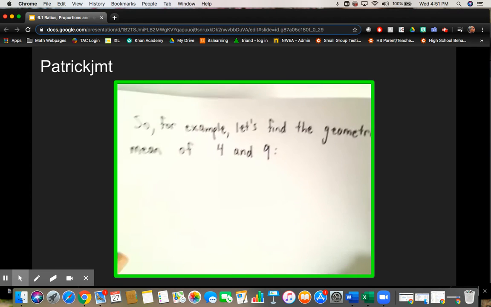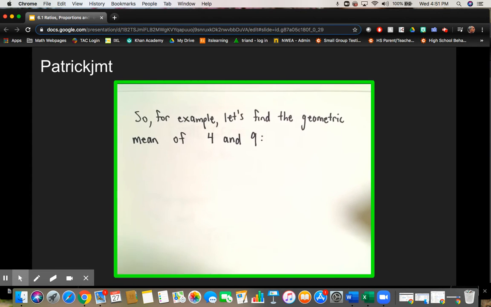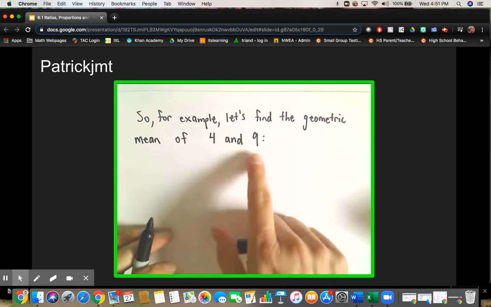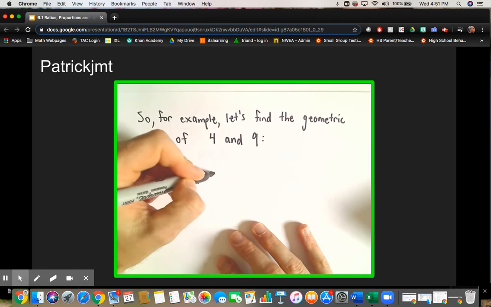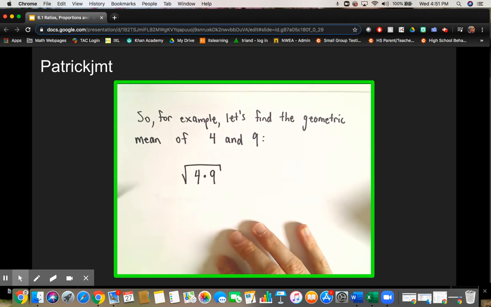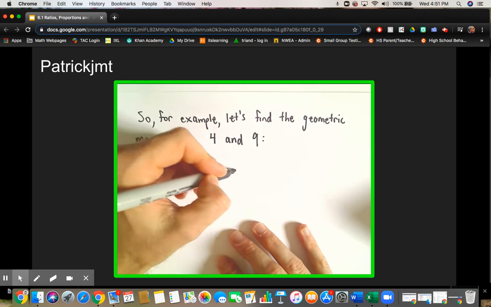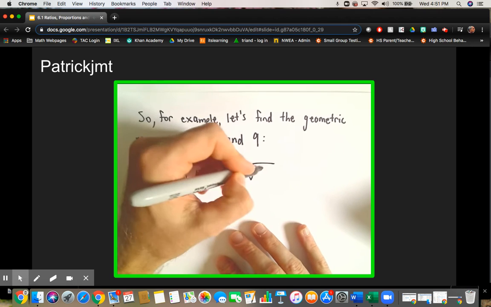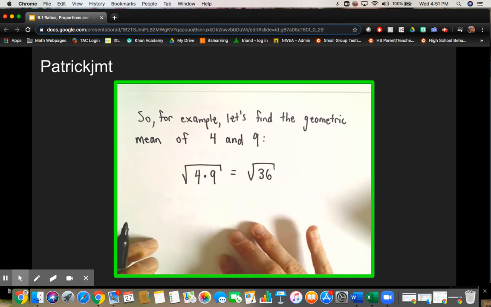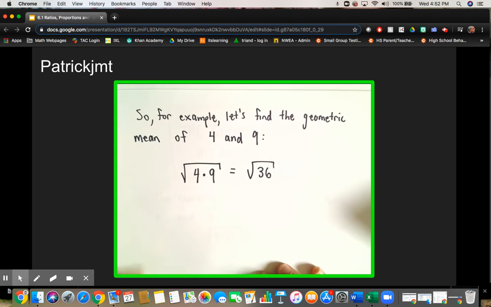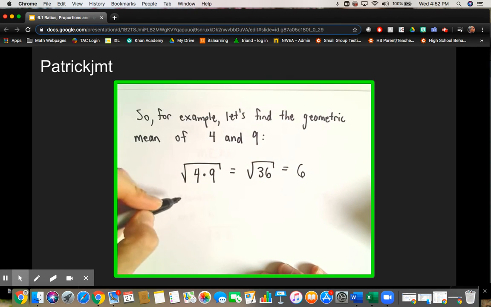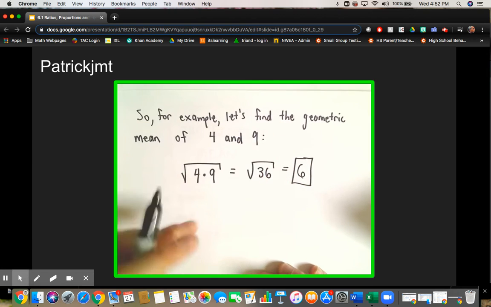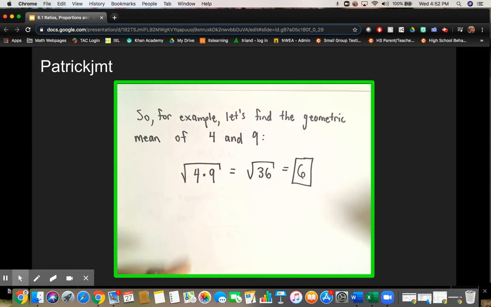So let's look at a simple example here. Let's find the geometric mean of 4 and 9. So again, what we'll do is we'll multiply those two numbers together, and then we'll simply take the square root of those. So 4 times 9, well, that's going to give us 36. So we have to take the square root of 36. Well, that's simply equal to 6. So we would say that the geometric mean of the numbers 4 and 9 is going to equal 6.